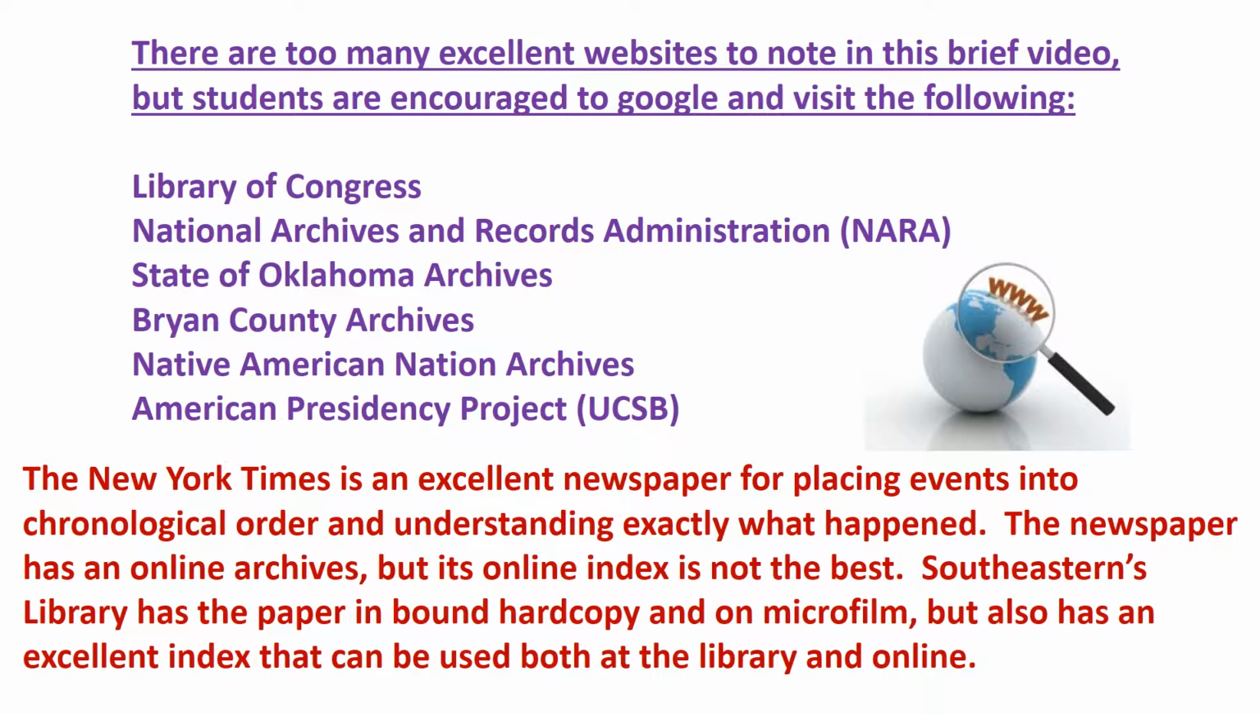I should also note that the New York Times is often called the newspaper of record. And it's an excellent newspaper for placing events into chronological order and understanding what actually took place day by day. The newspaper has an online archive, but its online index just frankly isn't the greatest. Southeastern's library, however, has the paper in bound hard copy and on microfilm, but it also has an excellent index that can be used both at the library and online.